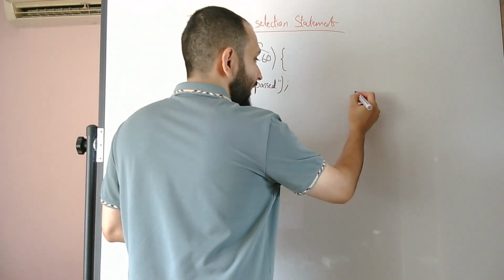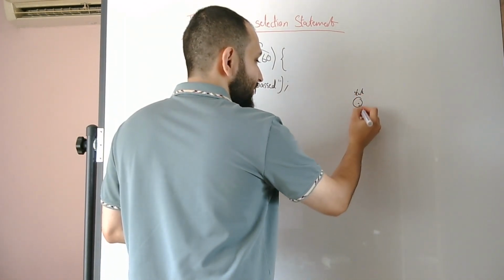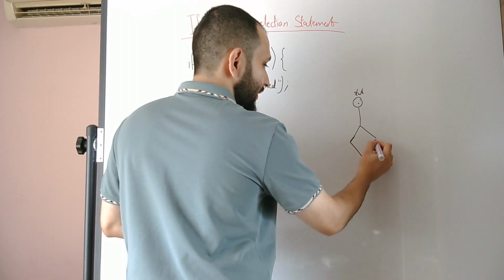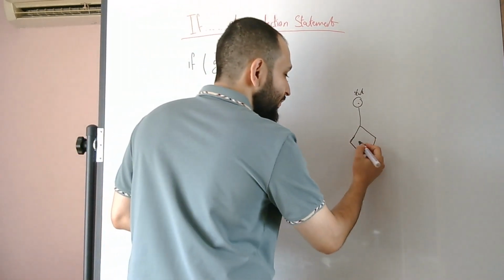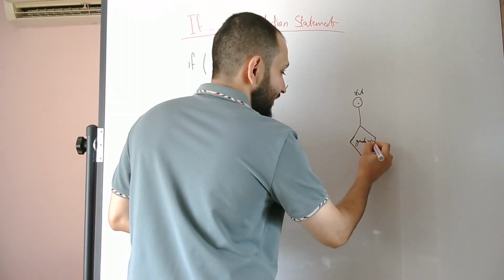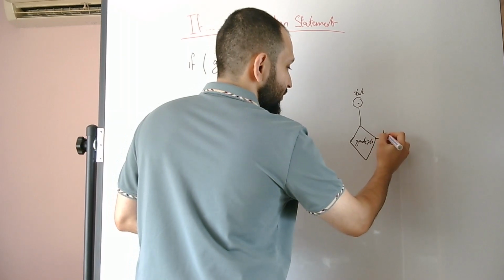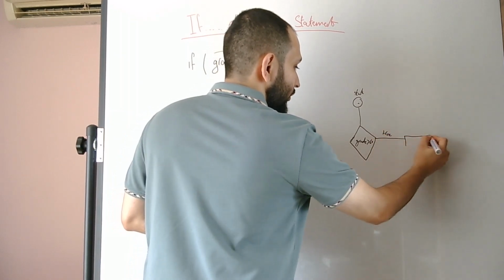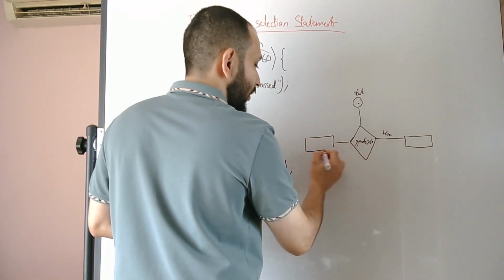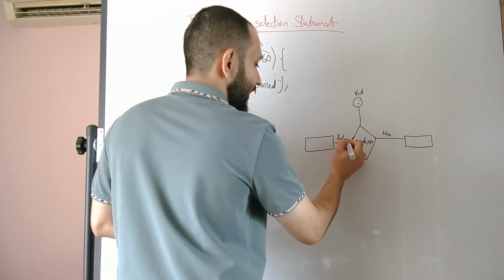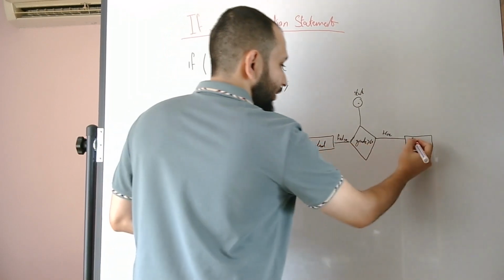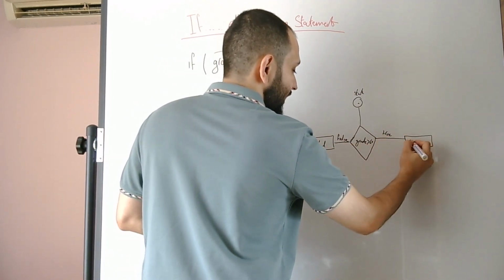So here we are at the start of our program. This is the start, and then we are going to have a condition in here. This is our condition inside a diamond. Then we are going to write if grade is greater than 60. If the statement is true, then we are going to take this course of action, and if this statement is false, then we are going to take another course of action. Here we are going to say failed, and here if it's true, then we are going to say passed.